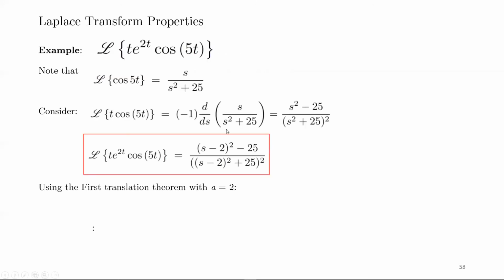Okay, so that becomes, up here we have s squared minus 25, so we get s minus 2 squared minus 25. On the bottom we have s squared plus 25 all squared, so we get s minus 2 squared plus 25 all squared. This first translation theorem and even the polynomial theorem, we're going to need to know carrying on, for the rest of this unit. Maybe feel free to take a moment to consider that and try and understand that.